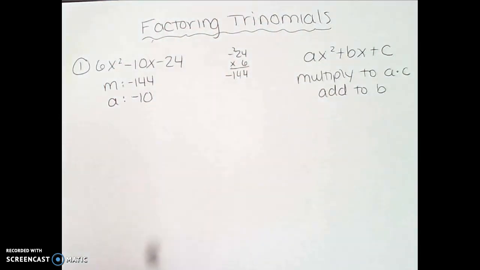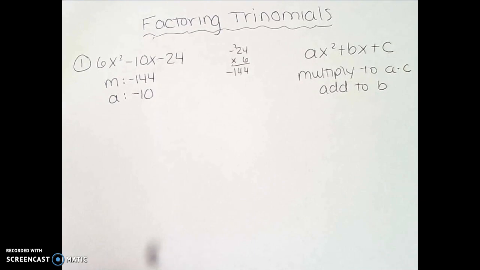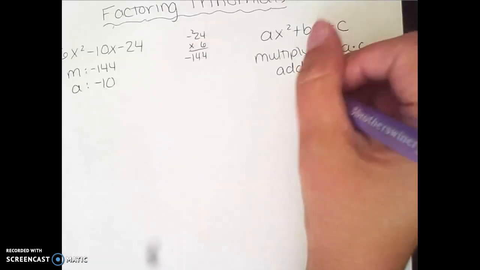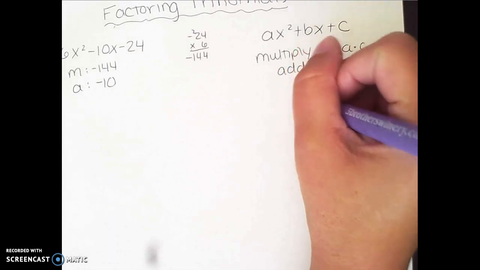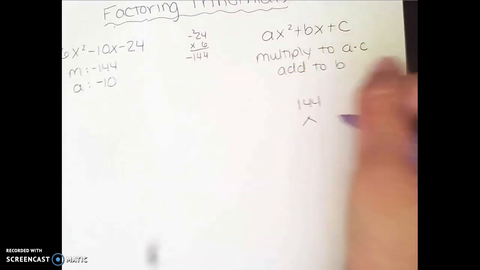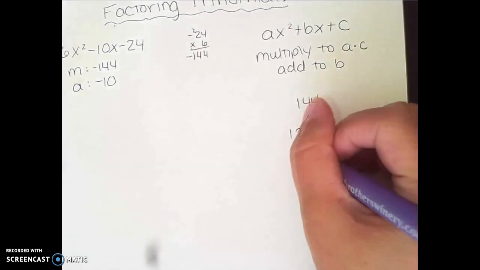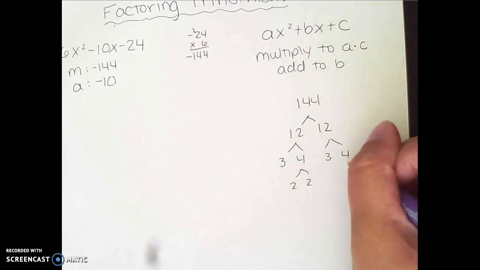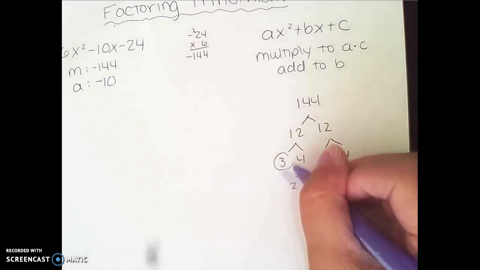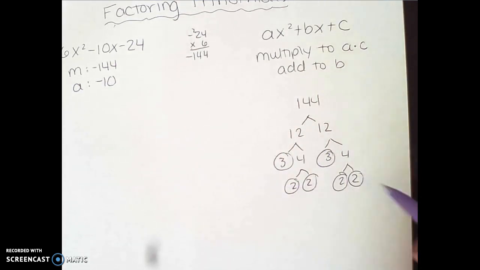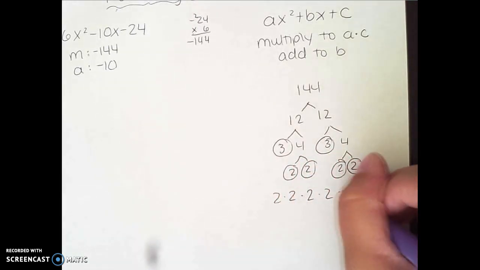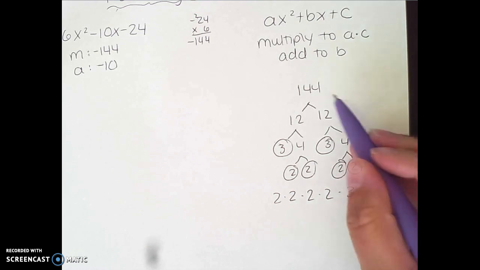And so in order to do this, since negative 144 is kind of a large number and we want to come up with a bunch of factors, a factor tree will be helpful. I'm going to go over here and do this on the side. So 144, I know 12 times 12 is 144, 3 times 4 is 12, 2 times 2 is 4. So I have my prime factorization here. I'm just going to circle all of my prime numbers. So 2 times 2 times 2 times 2 times 3 times 3 is going to give us 144.